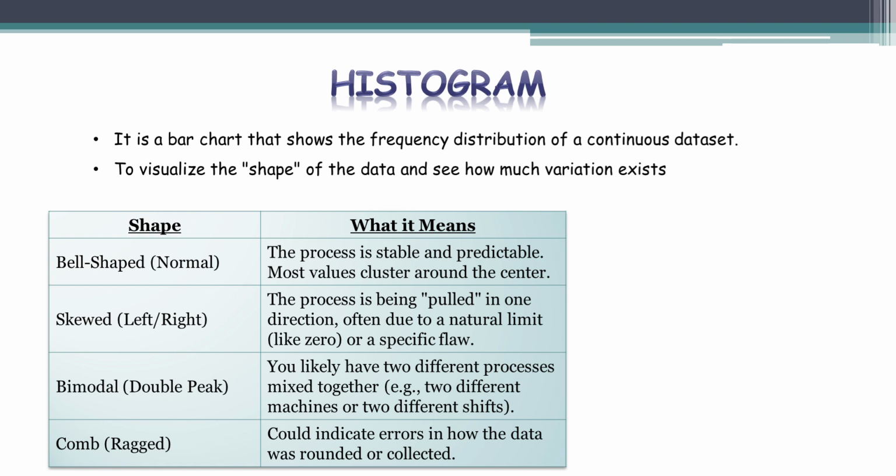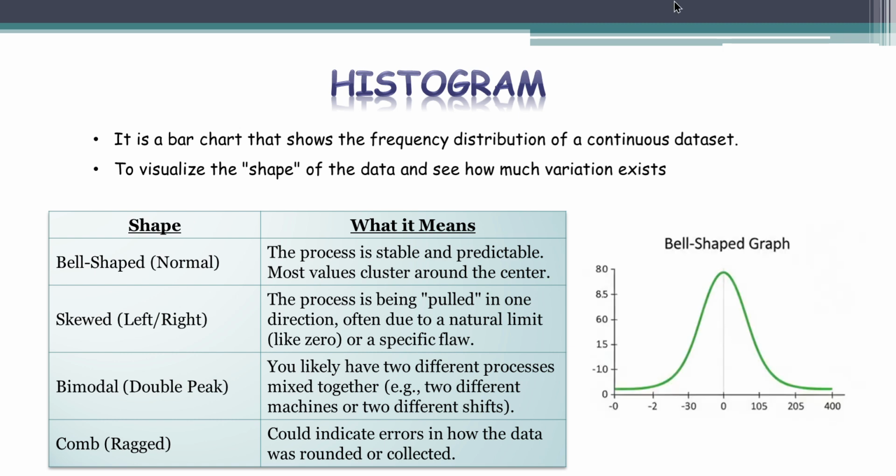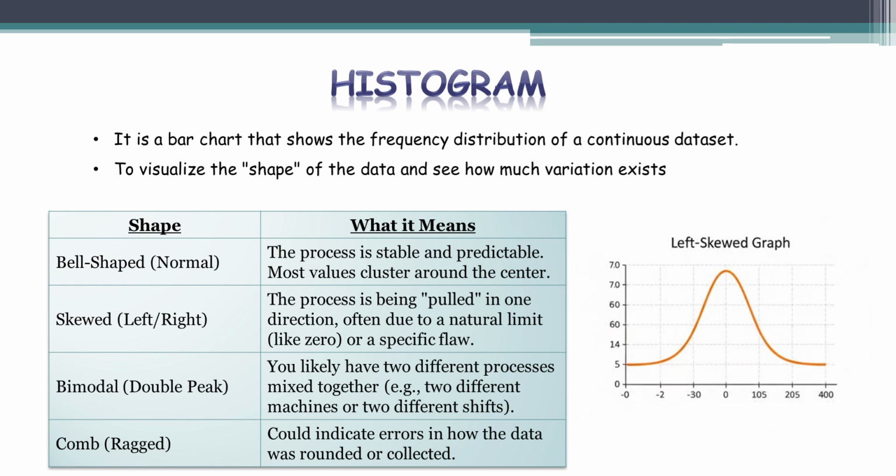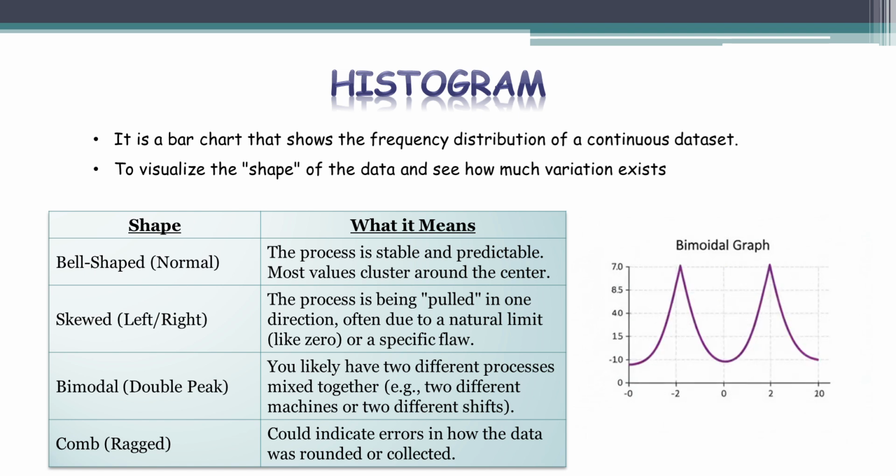So next is the histogram. It is a bar chart that has been specialized for frequency distribution. It is a snapshot of your process personality, showing you not just how much data you have but how that data is behaving. There are many shapes that show you the behavior of the process. First is the bell-shaped graph. It is a normal distribution. That means the process is stable. Next is skewed left or right. That means the process is pulled in one direction due to some error in the process. Next is the bimodal graph, that is a double peak. It shows that you are dealing with 2 processes or 2 shifts or 2 different operators.